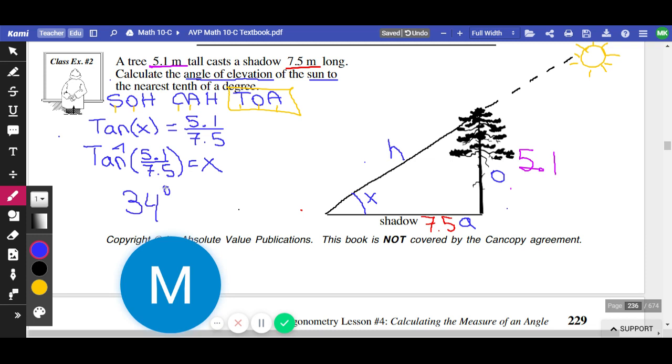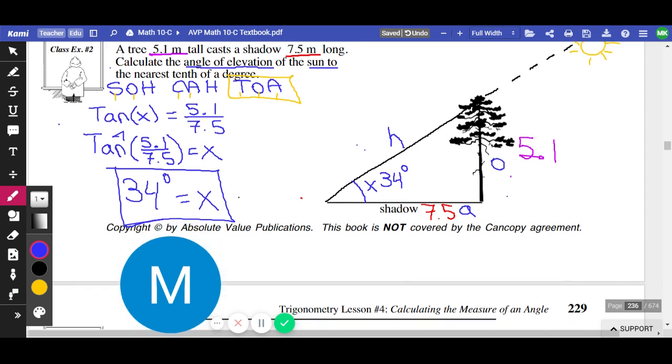It says nearest tenth, so I should do 34.2, but I'm just going to say 34 because I already wrote it. That means the angle of elevation to the sun, so upwards towards the sun, is 34 degrees. Easy peasy, right? Angle of elevation up, angle of depression down. And we've got one more here.